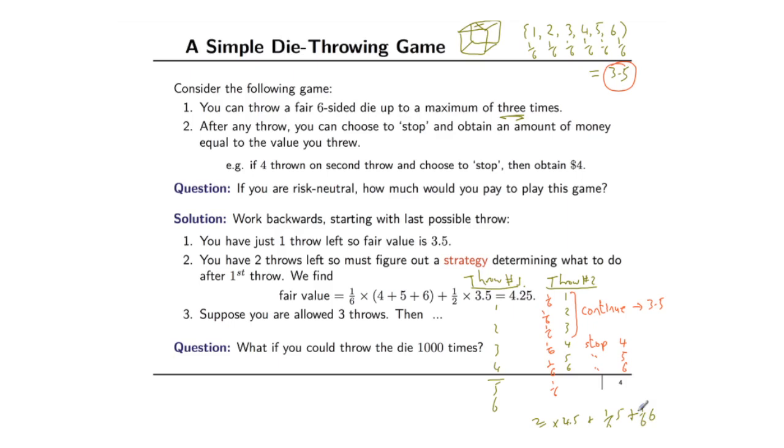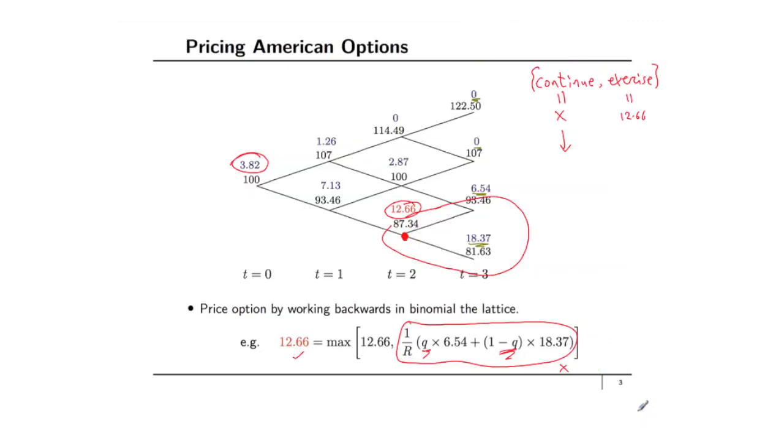If you could throw the die 1,000 times, what do you think will happen to the fair value of the game then? It should be pretty clear, and I'll let you think about that. The reason I like this game, though, is it emphasizes the idea of a strategy or a stopping time. You have to figure out the optimal strategy, what you must do at each point in time. Do you continue or do you stop? With the American option problem, you have to figure out, do you exercise or do you continue? In the binomial example over here, we did it automatically by working backwards, and at each node, we figured out the optimal strategy. Do we exercise or do we continue? And we got the fair value of the option 3.82.